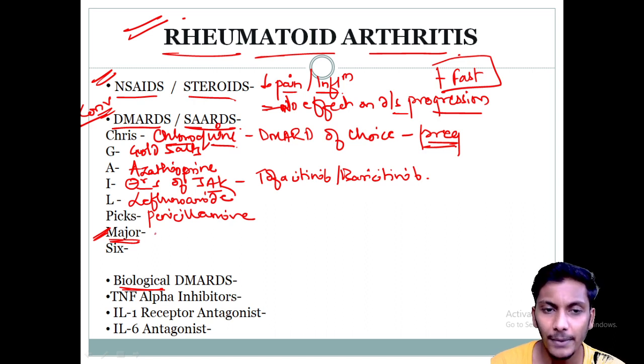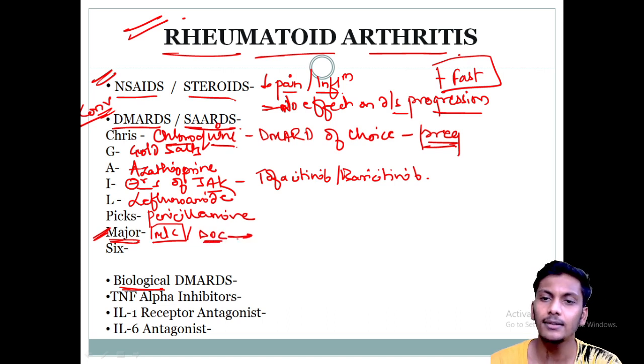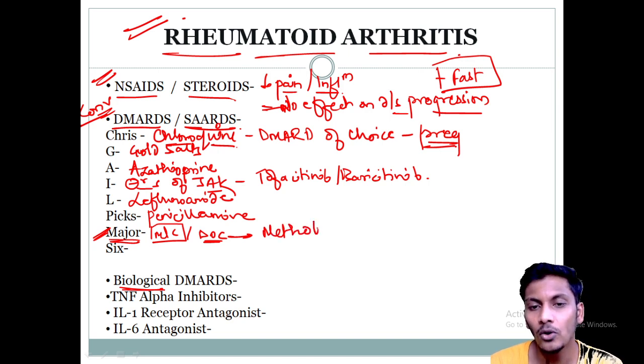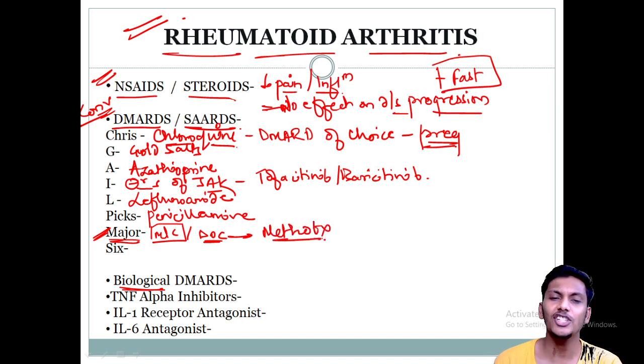So please remember, the major drug or the most common DMARD used, or the drug of choice for rheumatoid arthritis in all other cases except pregnancy, is this major drug known as Methotrexate. So please remember, the major drug in cases of rheumatoid arthritis is Methotrexate. So important, major se yaad rakh sakte ho. So it is Methotrexate.